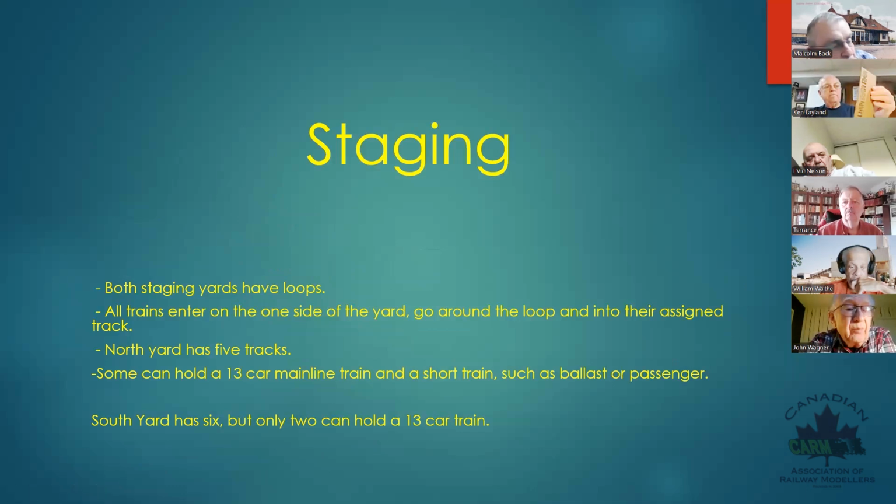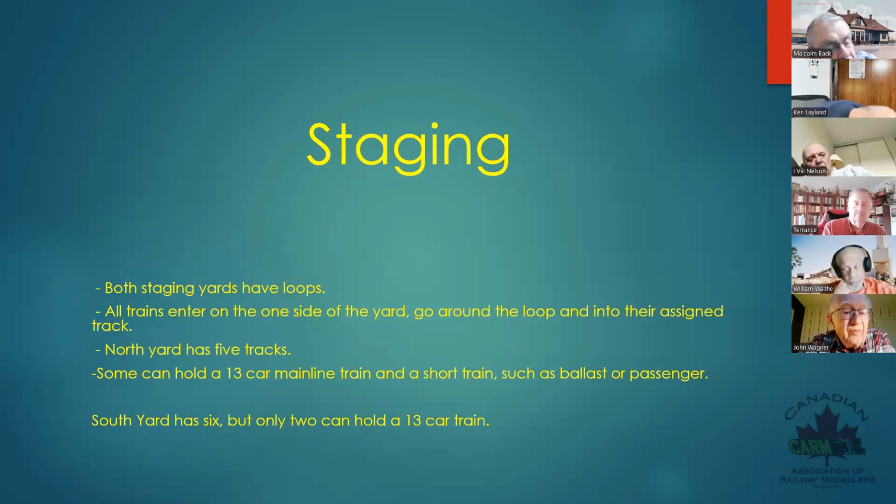No, my staging yards, both of them have loops, as I mentioned. All trains enter on one side of the yard, go around the loop into their assigned track. Both yards have a siding on the inbound track as well. So if I have a train that's coming in and its track isn't clear yet, I can hold it in that siding until its track is clear and then run it on into the yard.